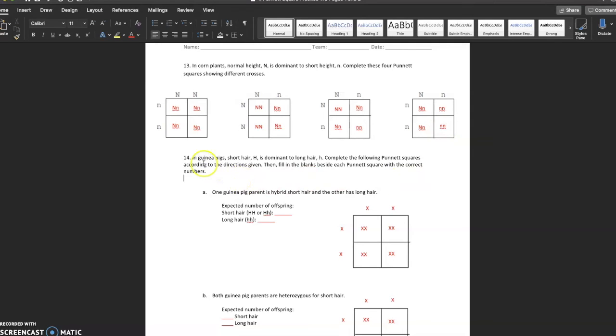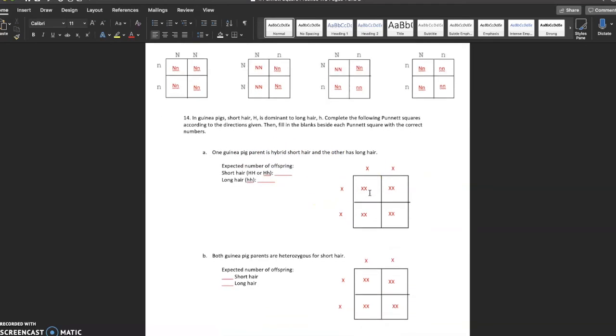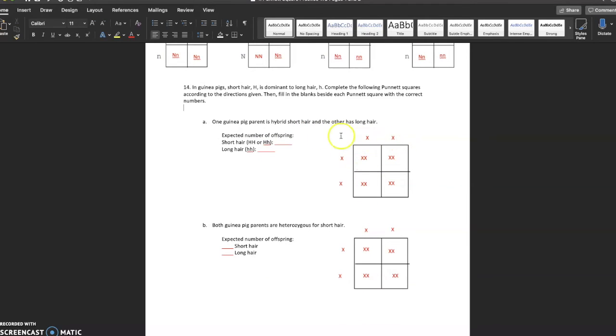Number 14. In guinea pigs, short hair, capital H, is dominant to long hair, lowercase h. Complete the following Punnett squares according to the directions given. Then fill in the blanks beside each Punnett square with the correct numbers. So, part A. One guinea pig parent is hybrid short hair and the other has long hair. So we have to fill in the parents first.